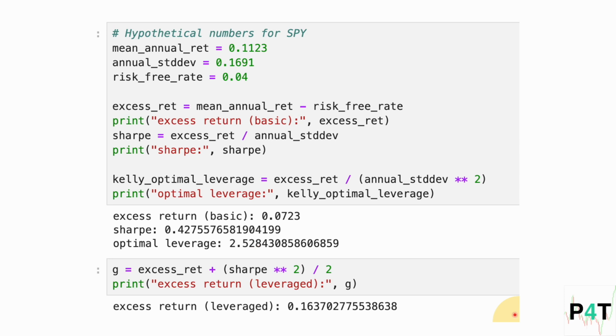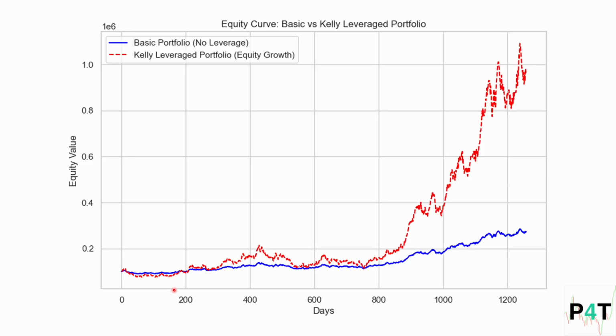So when we compare the growth of our leverage portfolio to our basic portfolio, we see that we get an excess return on the leverage portfolio of 16% over the base one of only 7%. And that's the power of Kelly. Okay, we can take this to the next slide and we see that difference visualized.